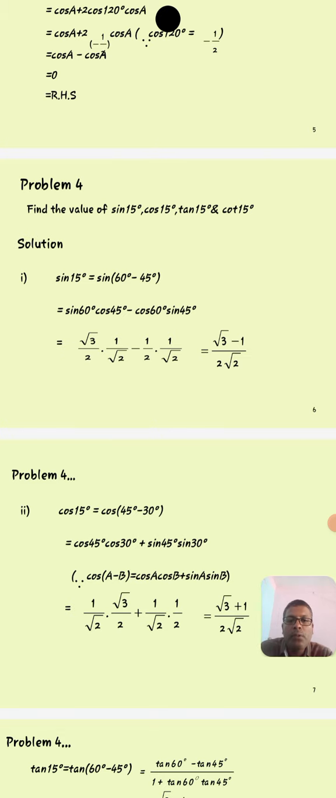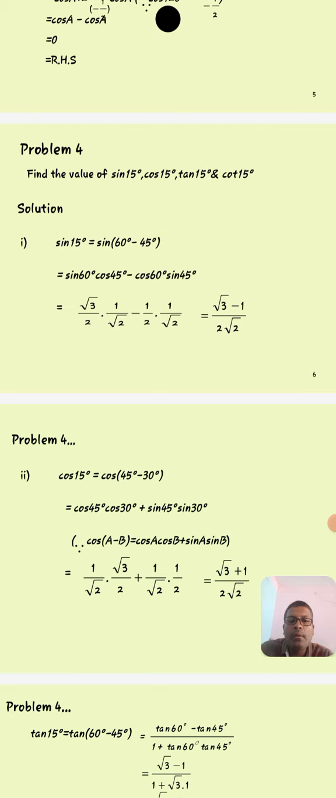Which formula do we have to apply here? Sin of A minus B. How to write 15 degrees here? 60 minus 45 is equal to 15 degrees. 60 represents the A value, the B value is 45. Now apply the sin of A minus B formula.